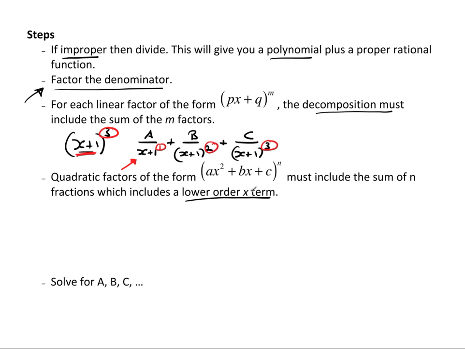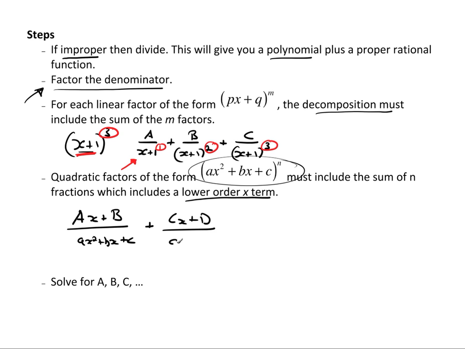Well, that may seem kind of confusing. So what that is saying is, using this and just using n, this would look like ax plus b over ax squared plus bx plus c, plus cx plus d over ax squared plus bx plus c squared, plus and so on, following that same pattern out here somewhere.